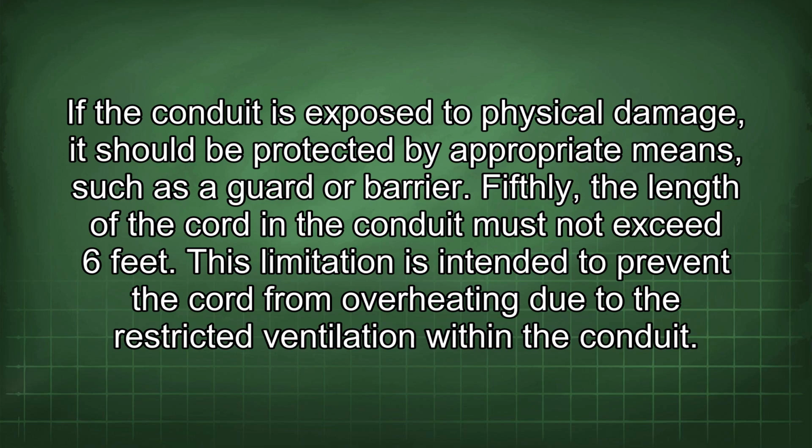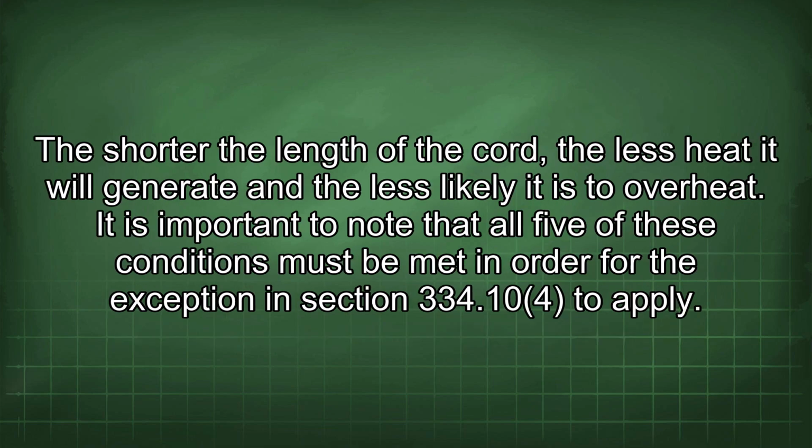Fifthly, the length of the cord in the conduit must not exceed 6 feet. This limitation is intended to prevent the cord from overheating due to the restricted ventilation within the conduit. The shorter the length of the cord, the less heat it will generate and the less likely it is to overheat. It is important to note that all 5 of these conditions must be met in order for the exception in Section 334.10 to apply.